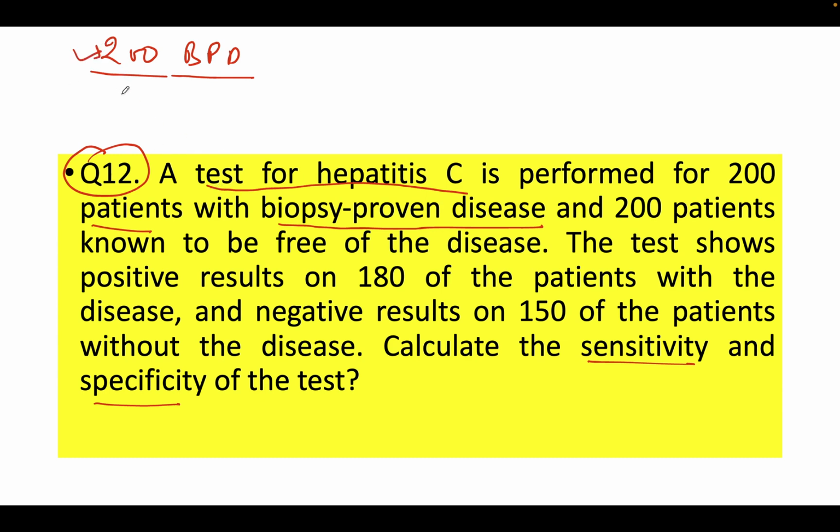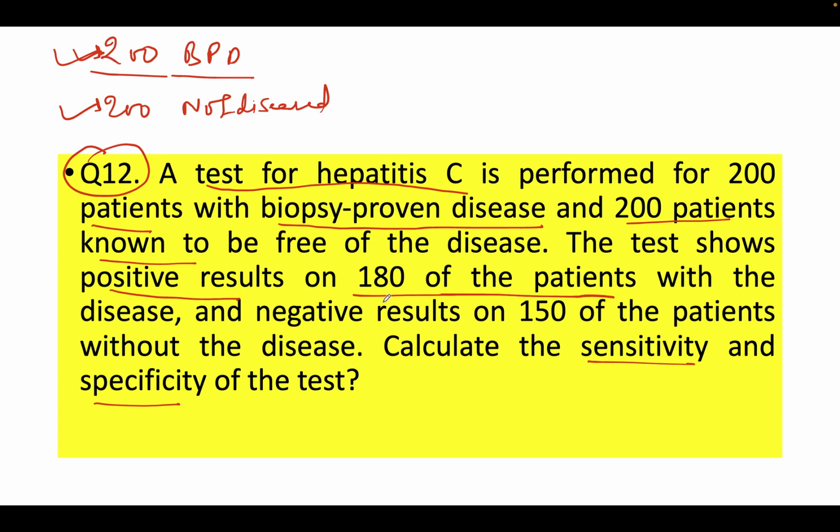Now, on these 200 patients, a test for hepatitis C was performed, and the next part of the question says, and 200 patients known to be free. So we have also 200 people who are not diseased. The question itself says 200 are diseased with biopsy proven, and 200 are not diseased. Now the new test which has been applied shows positive result on 180 of the patients with the disease.